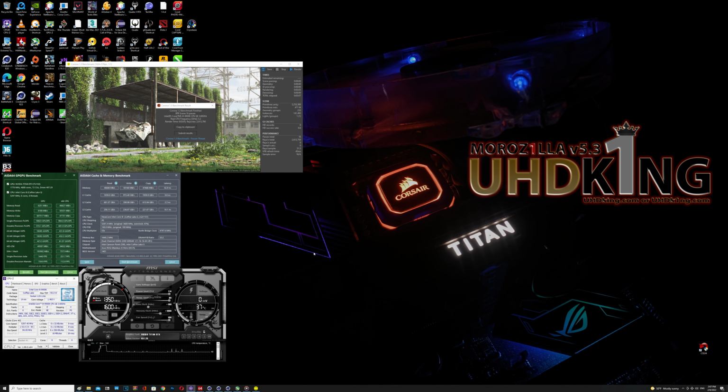And the Corona version 1.3 benchmark is very good at testing your overclock under any conditions, keep that in mind. So as you can see, we're going to start with the Corona 1.3 benchmark.